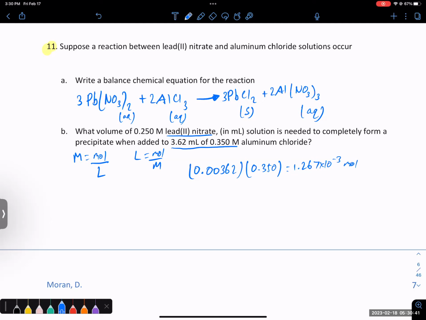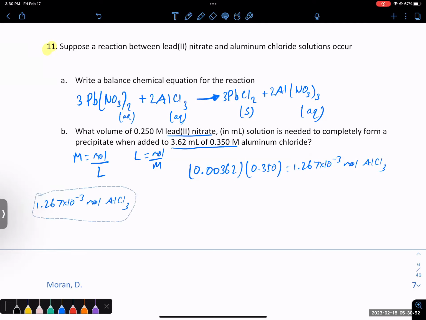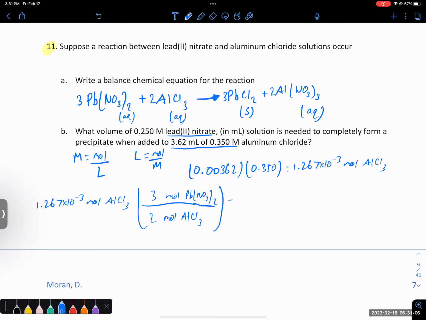Now what do we need? It says lead two nitrate. So how would we get from moles of aluminum chloride to moles of lead two nitrate? The balanced equation, the molar ratio. For every 2 moles of aluminum chloride, there are 3 moles of Pb(NO3)2. If you multiply this out, it's like multiplying by 1.5, and you get 1.9005 times 10 to the minus 3 moles of Pb(NO3)2.